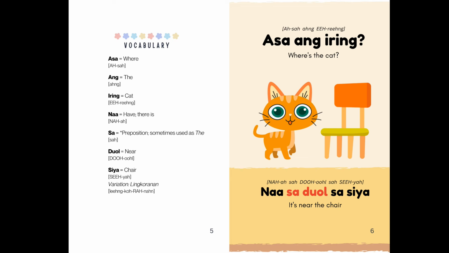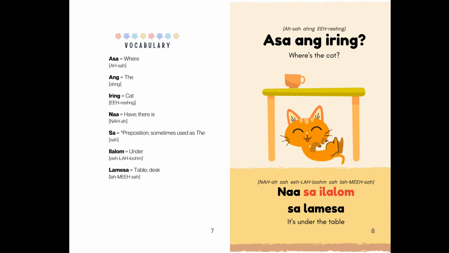Vocabulary list. Asa means where. Ang means the. Iring means cat. Naa means have or there is. Sa is a preposition, sometimes used as the. Duol means near. Siya means chair. Variation, lingkuranan.